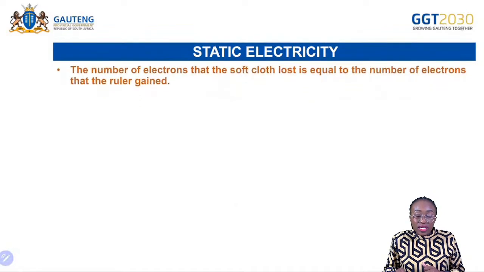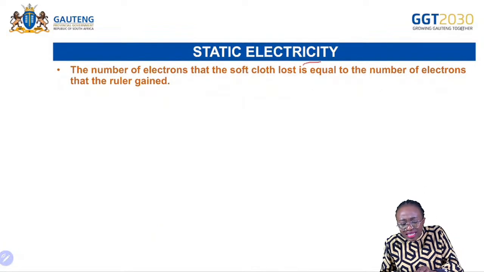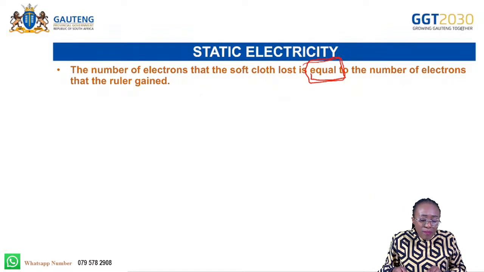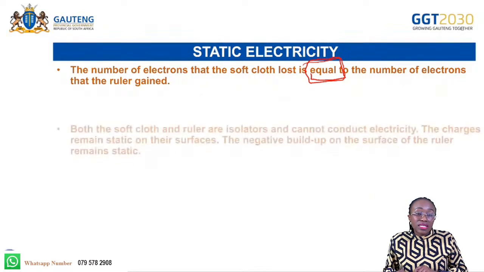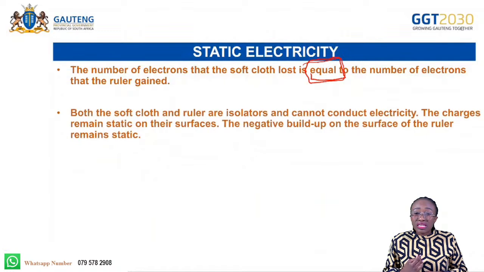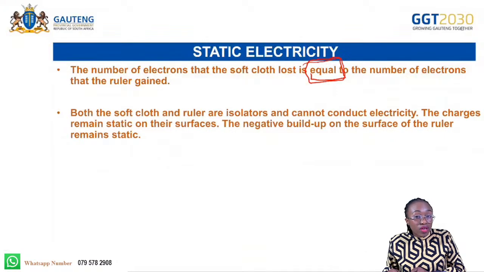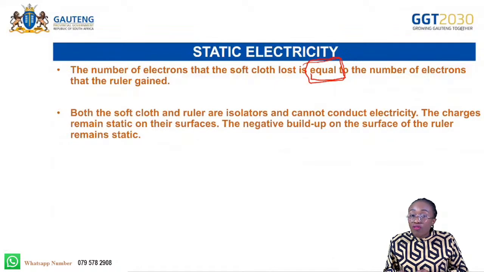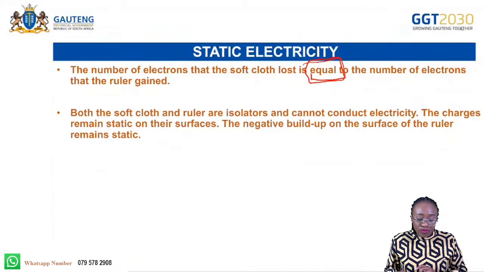So the number of electrons that the soft cloth has lost, remember, is equal to the number of electrons that the ruler has gained. Remember, electrons can never be created and they can never be destroyed. They can be transferred from one object to another. So the exact number of electrons that the soft cloth has lost is equal to the exact number of electrons that the ruler would have gained.